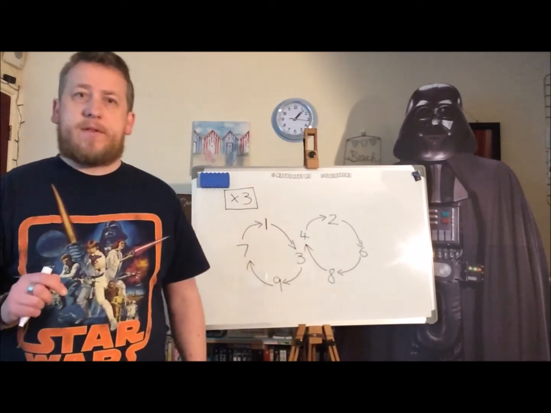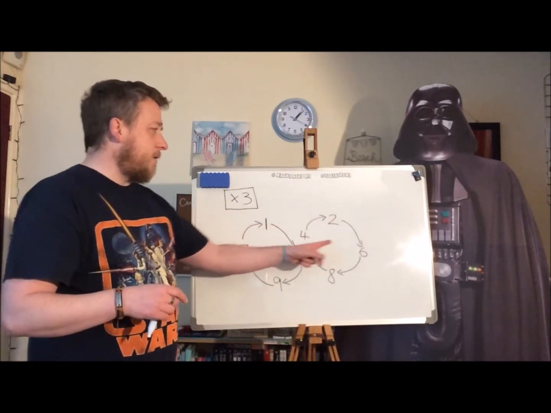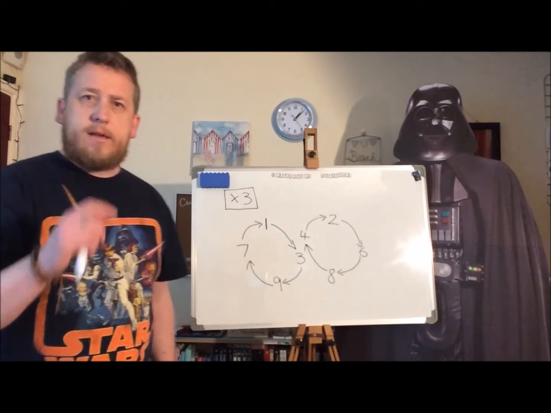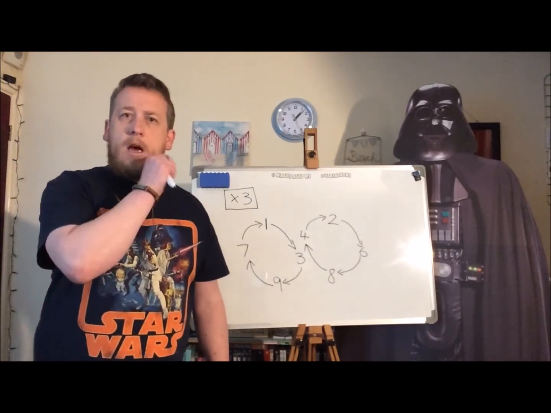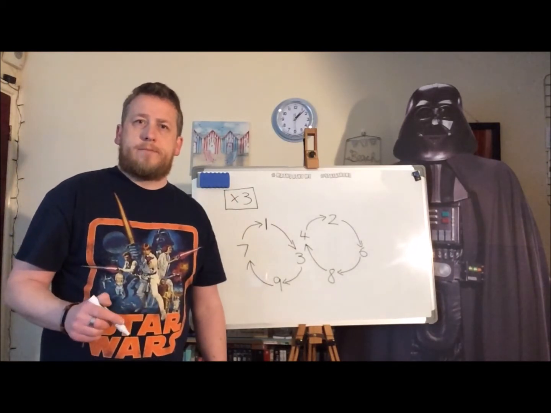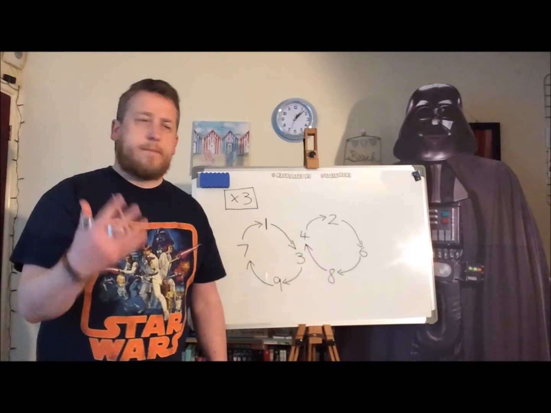Now look at the digits we've used. We've currently used 1, we've used 2, 3, 4, 6, 7, 8 and 9. What digits have we not currently used? What digits don't exist in our 2 loops? Okay, well what about a number ending in 5?